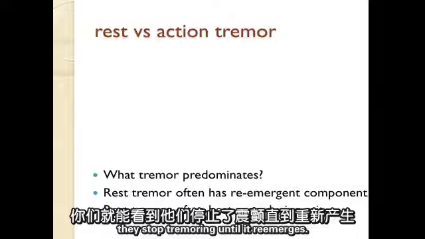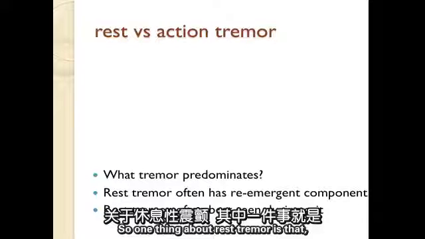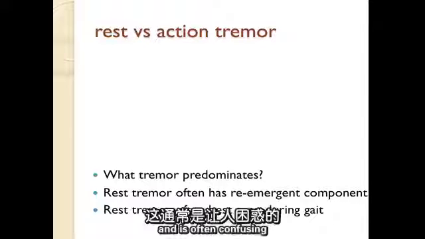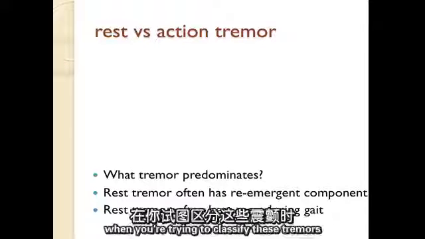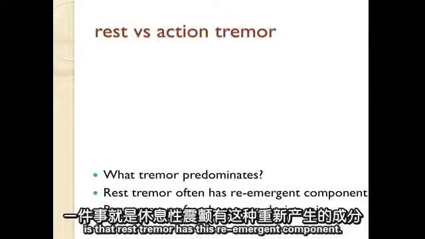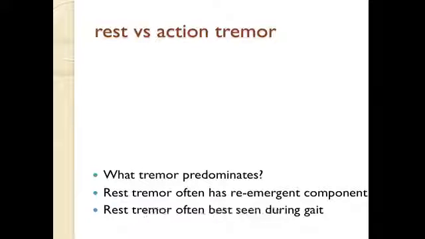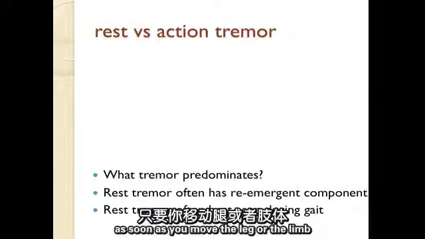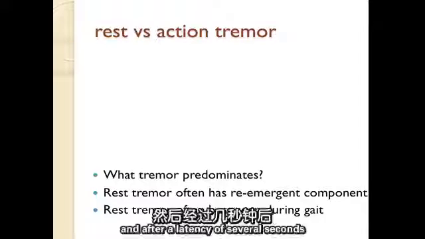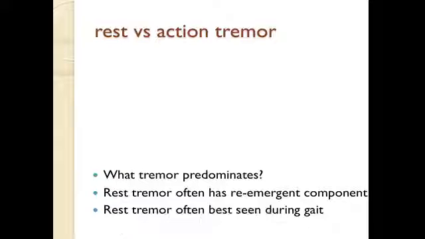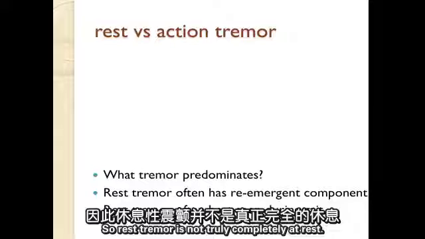until it reemerges. So one thing about rest tremor, which is often confusing when you're trying to classify these tremors, is that rest tremor has this reemergent component. And what happens is, with rest tremor, like the leg tremor guy, as soon as you move the leg or the limb, the tremor goes away. And after a latency of several seconds, the tremor reemerges. So rest tremor is not truly completely at rest.